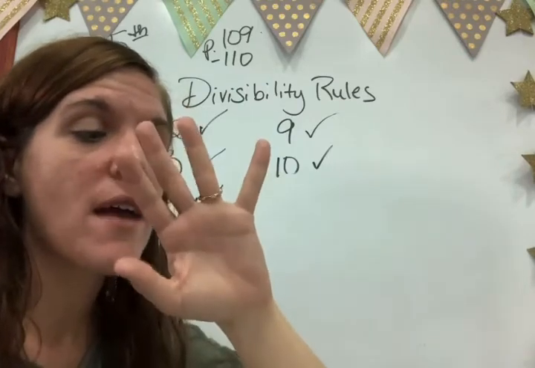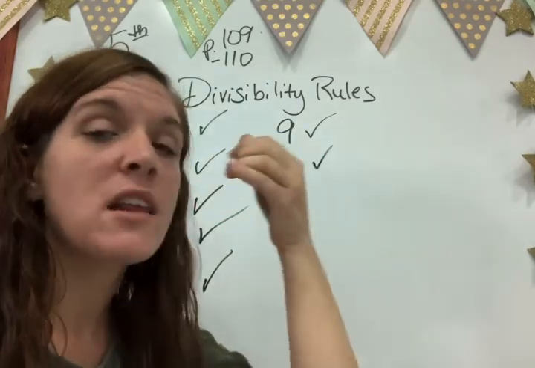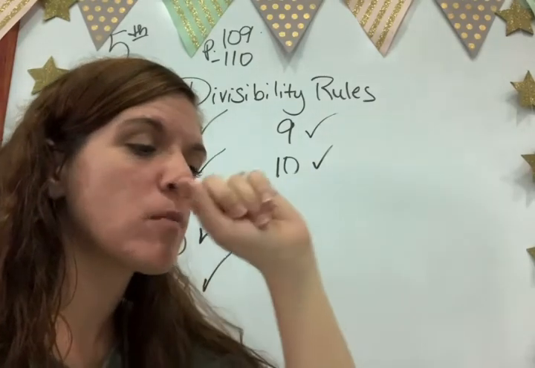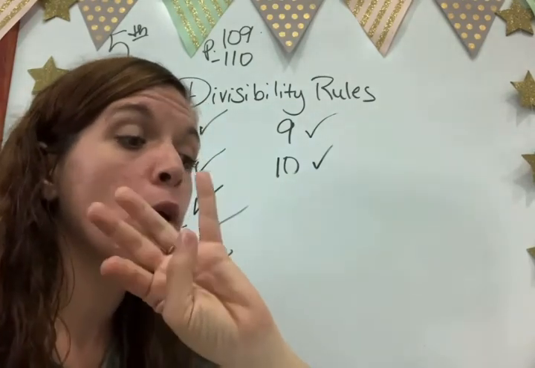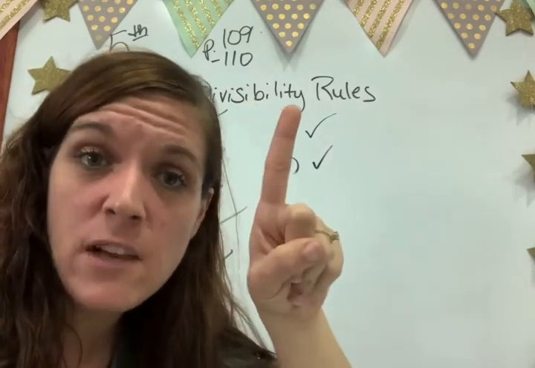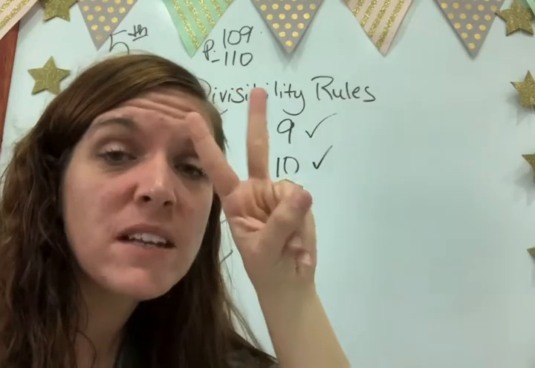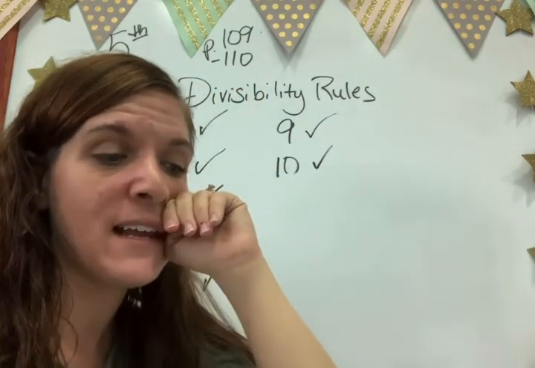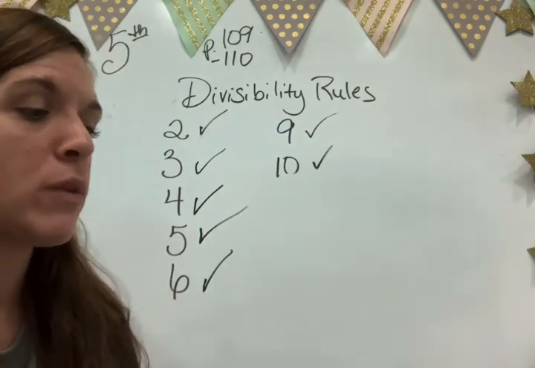Look at number 5. Mark beside the numbers that are divisible by 6. Remember there are only 2. It has to be even, and it has to be divisible by 3.